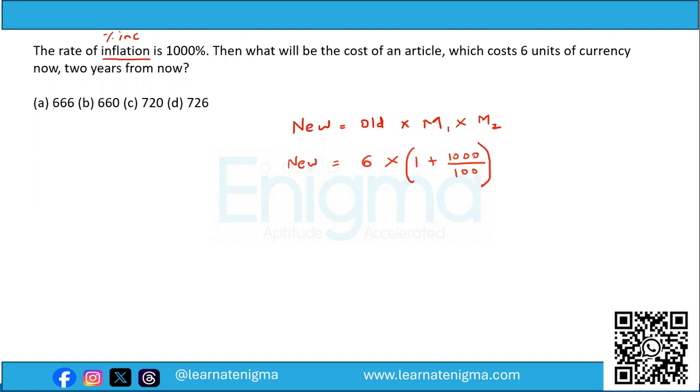So 1000 percentage is given. So the fraction equivalent will be 1000 upon 100. The same inflation rate is for 2 years. So therefore, raised to 2.